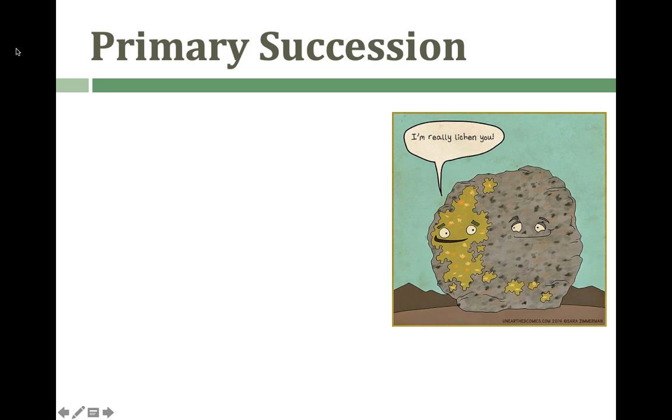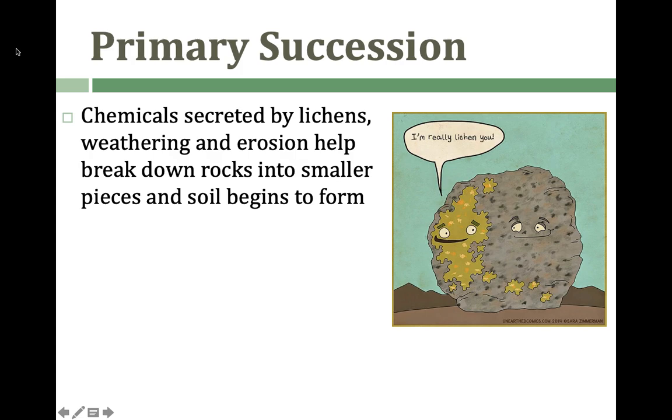And of course we have to have a lichen pun because why not? So lichen growing on the rock, I'm really liking you. Lichen are going to start the process of soil formation, which is so essential to get any sort of real biodiversity started. So the lichens will secrete chemicals, along with weathering and erosion. Those three things are going to help break down our rock into smaller pieces and thus begin the soil formation.